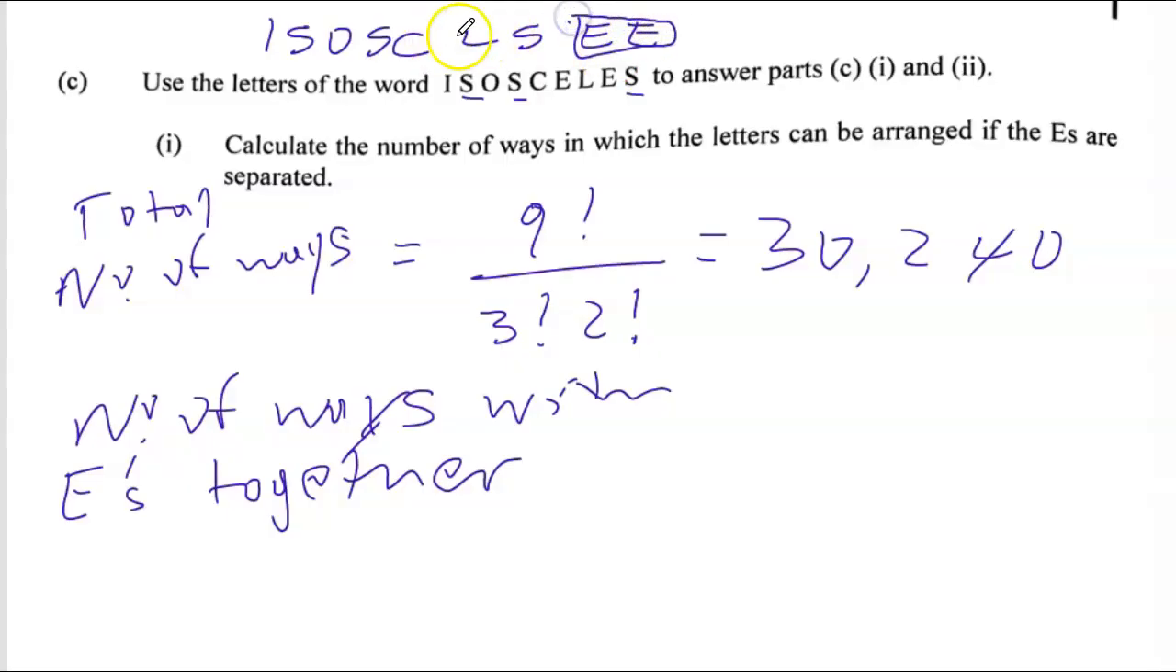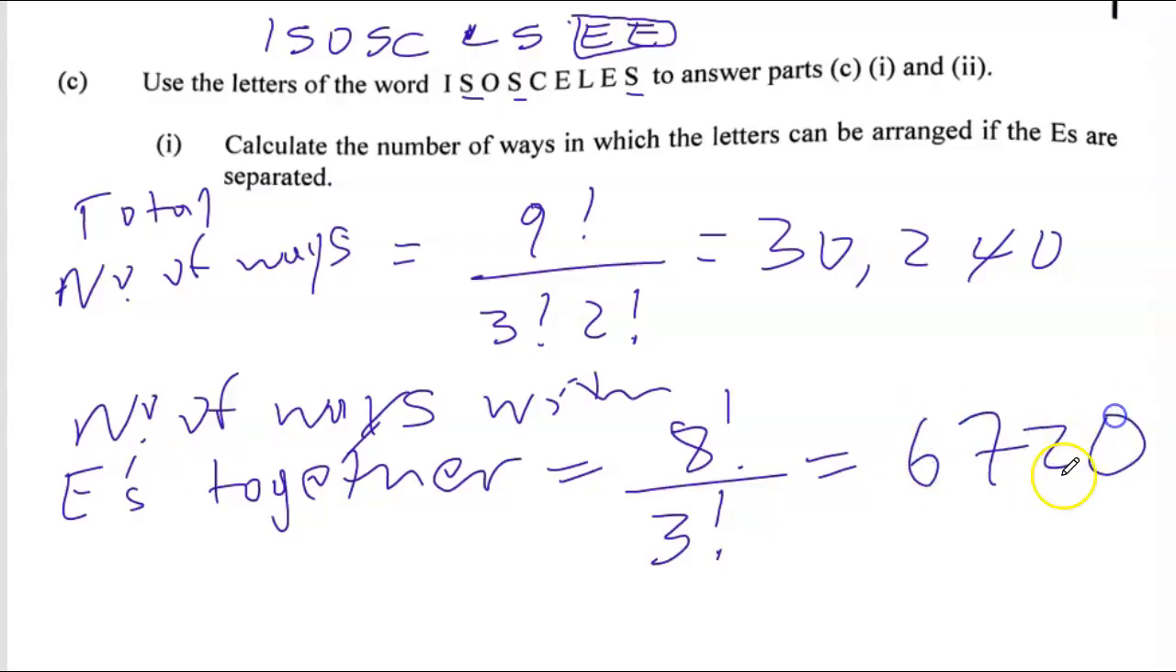So if I separate these, what we have here is 1, 2, 3, 4, 5, 6, 7, 8. So now we'll see it as 8 elements, since we group the e's together. Of course, there are 3 s's, and we're talking about distinct ways, so divide by 3 factorial. So this will be 8 factorial divided by 3 factorial, that's 6,720.